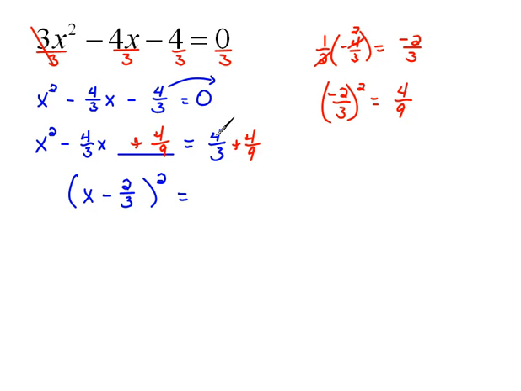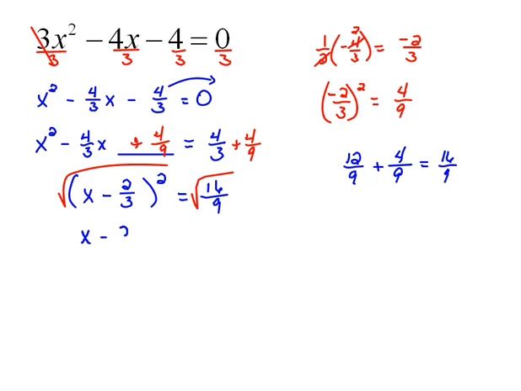Equals. Now we do have to add 4 thirds plus 4/9, which means we need a common denominator, which would be 9. Let's see, 4 thirds would turn into 12/9, multiplying top and bottom by 3. So 12/9 plus 4/9 would be 16/9. Now we're going to apply our square root property. So x minus 2 thirds will equal plus or minus, the square root of 16 is 4, and the square root of 9 is 3.